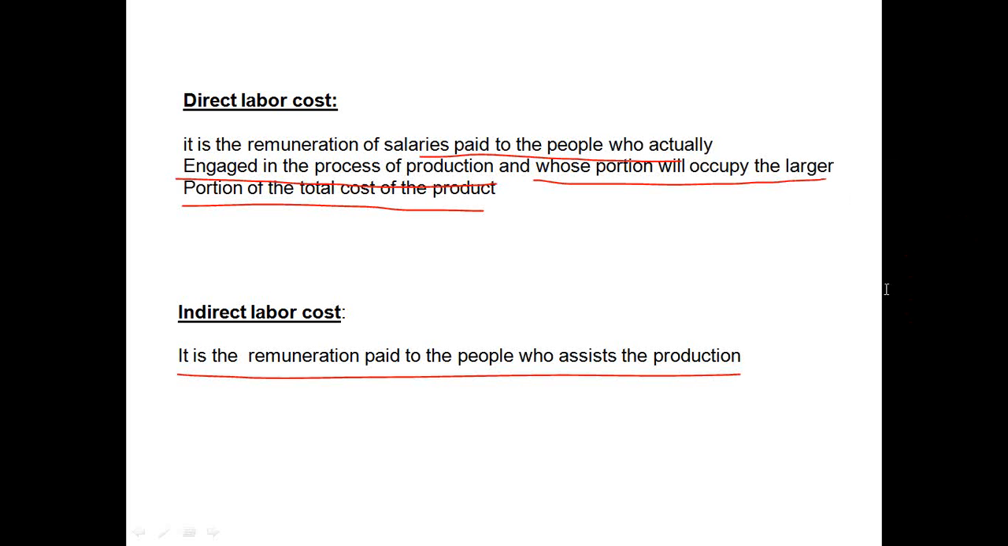See, I have not touched the labor, right? Just now I have touched the labor. Now I will explain.